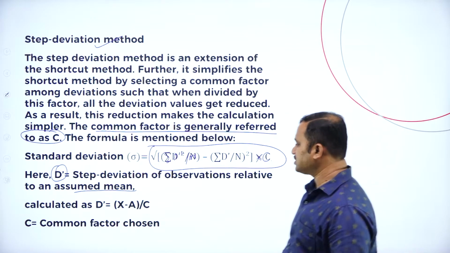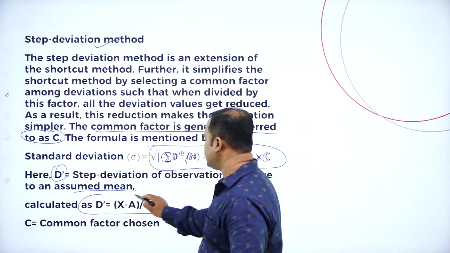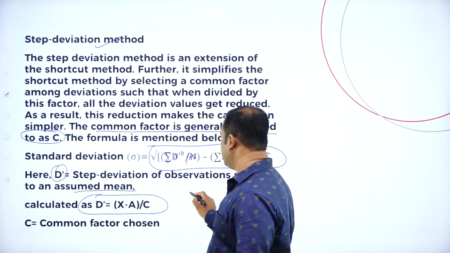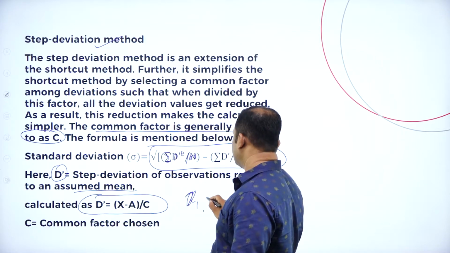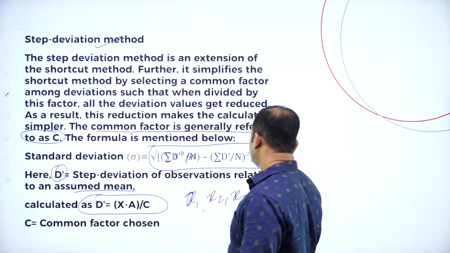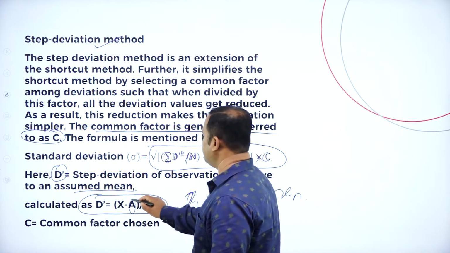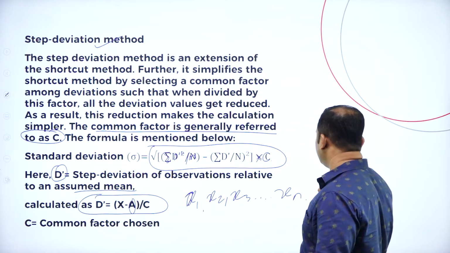So if that is the case, it is calculated as d dash is equal to x minus a by c. What is this x? x may be x1, x2, x3, and so on up to xn. What is the meaning of a here? The term a indicates the assumed mean.